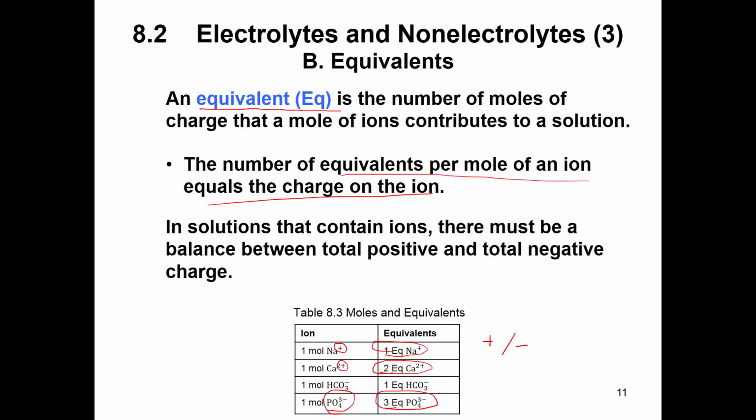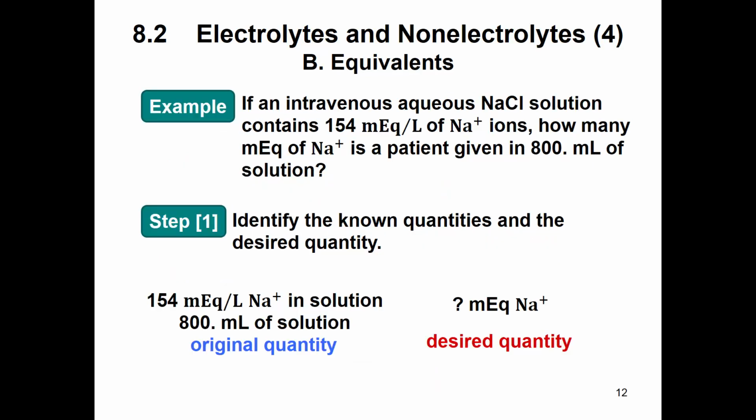It doesn't matter if it's a plus or a minus, it's how many charges there are going to be in that solution. So how you use these is, if you have an IV with a saline solution, sodium chloride, that contains 154 milliequivalents per liter of sodium ions, how many milliequivalents of sodium is a patient given in 800 milliliters of solution? This is a typical nursing type question. You have 154 milliequivalents per liter of sodium plus solution, and you've got 800 milliliters of the solution, and it wants to know how many milliequivalents of sodium you have given.